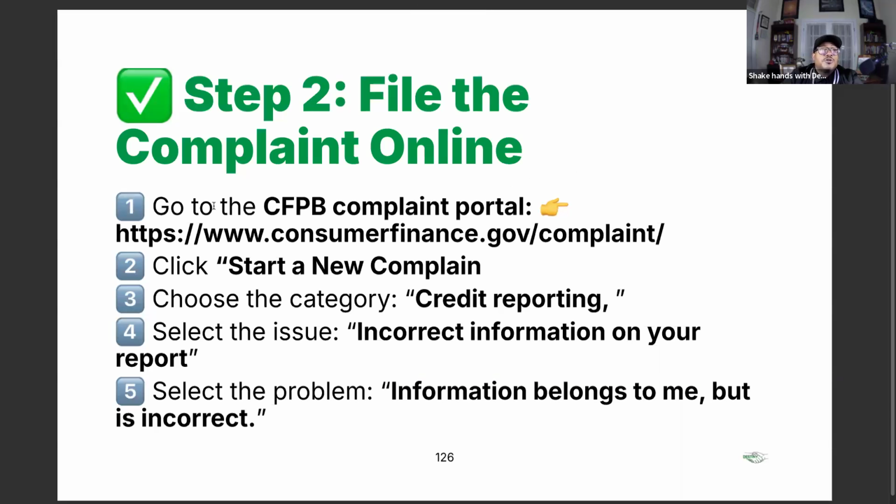Then, if you're going to file this online with the CFPB, you want to go to their website. You want to go to start a new complaint. Then you want to choose the category of credit reporting. Then you want to select the issue of incorrect information on your report. That is already in the community. I have a video of how to do this as well, to give you more hands-on.